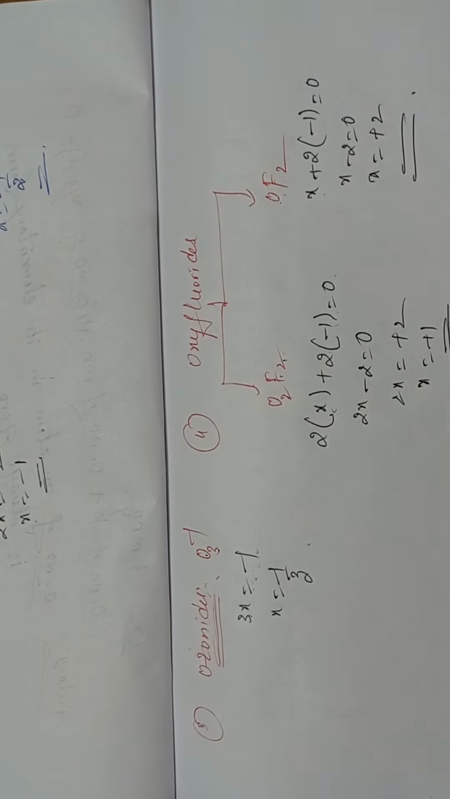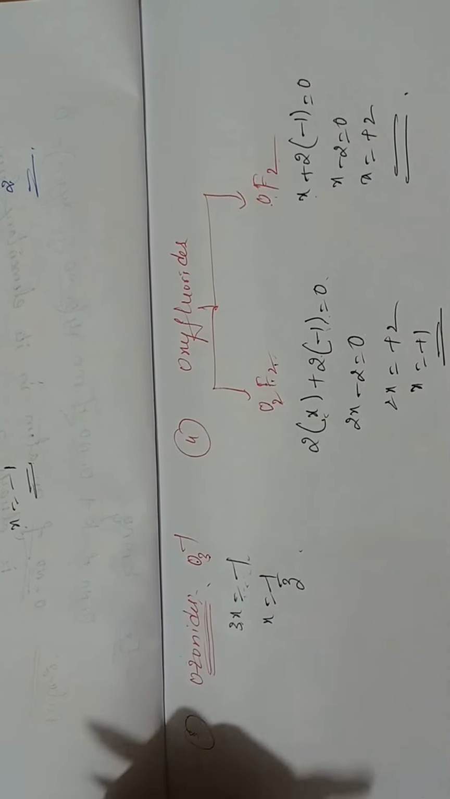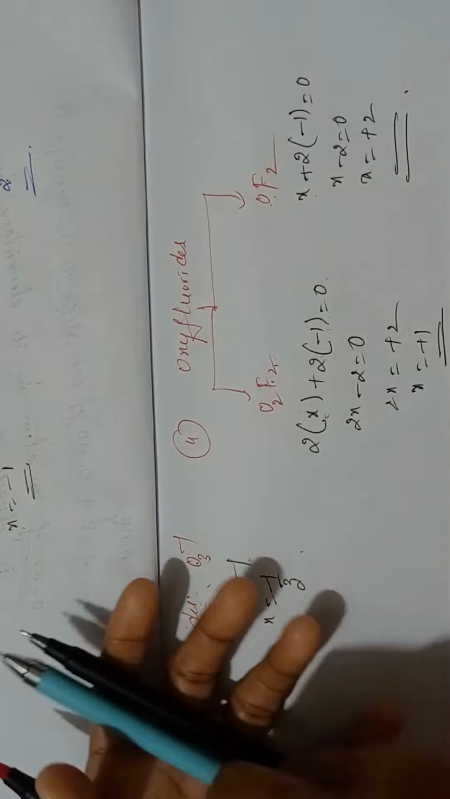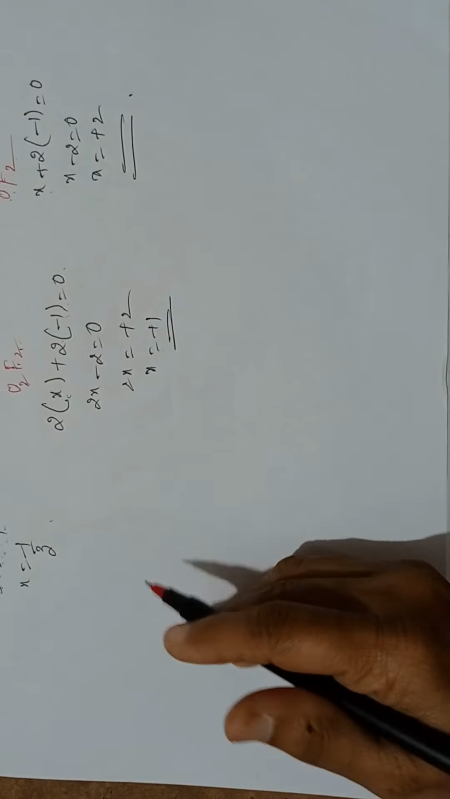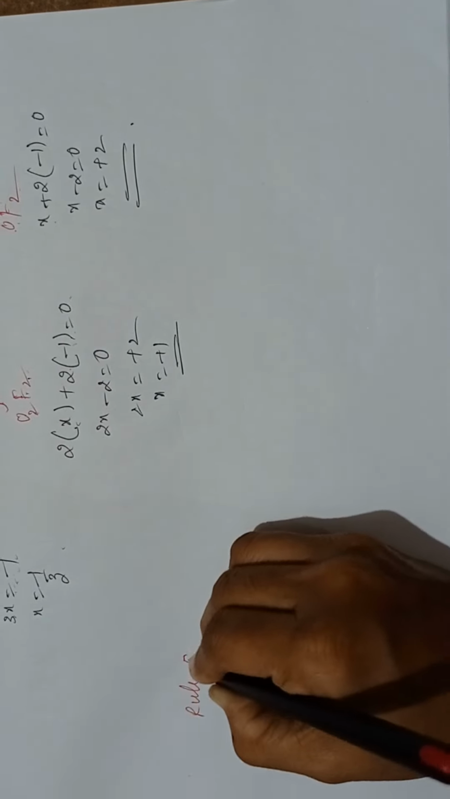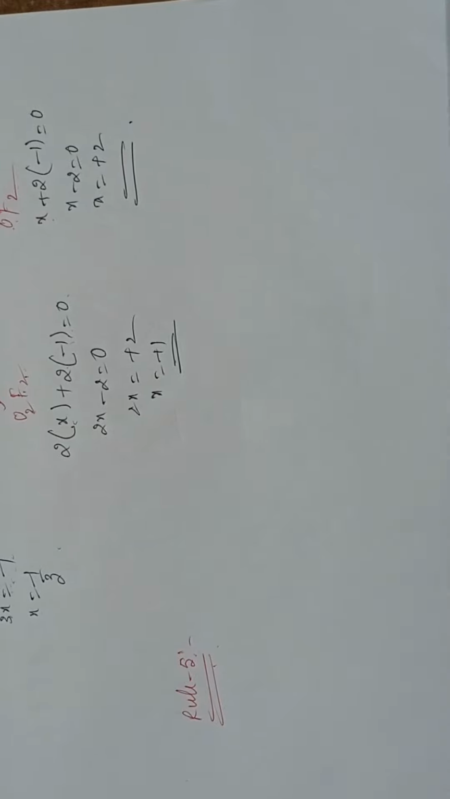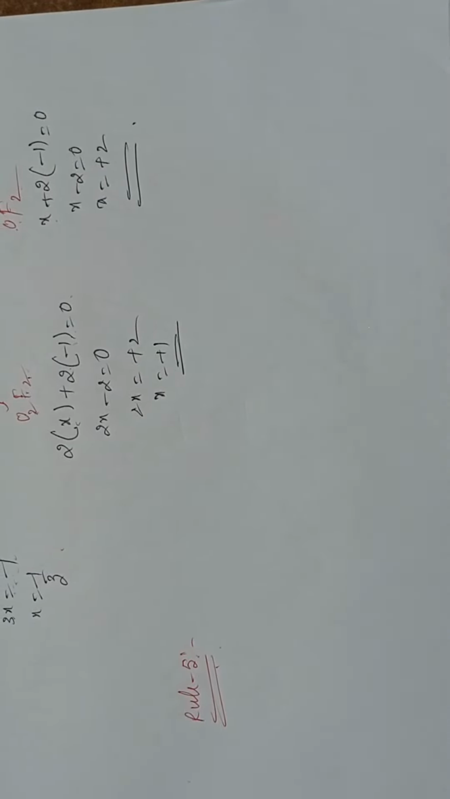Next, what is the next rule, students? Now see, next rule. Next rule is rule 5. So what is rule 5, students? I told you first A group, second A group, third A group, fourth A group, fifth A group. In those cases, how to find the oxidation numbers?